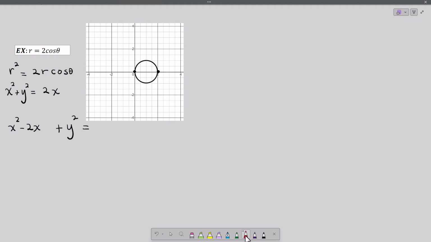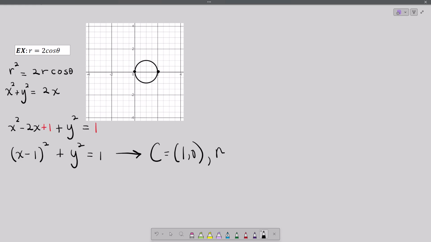Divide 2 by 2, we get 1. Square 1, we get 1. So we have to add 1 to both sides. And then we can complete the square. So this is x minus 1 squared plus y squared is equal to 1. That tells us that the center is 1, 0, and it tells us that the radius is equal to 1.